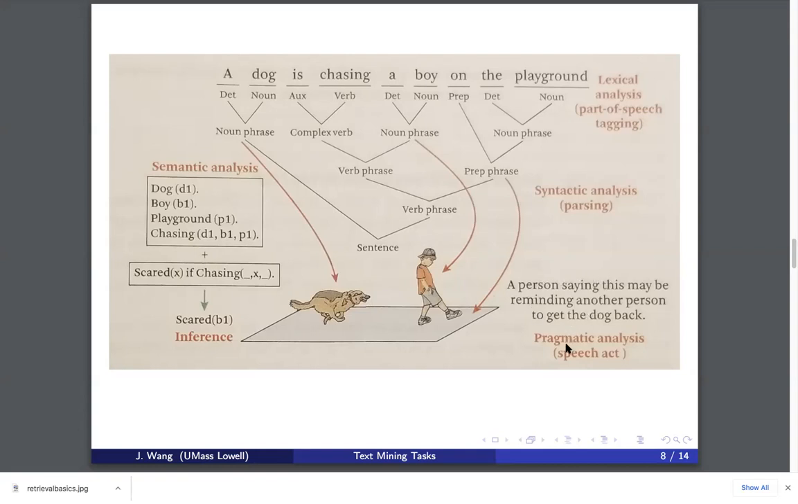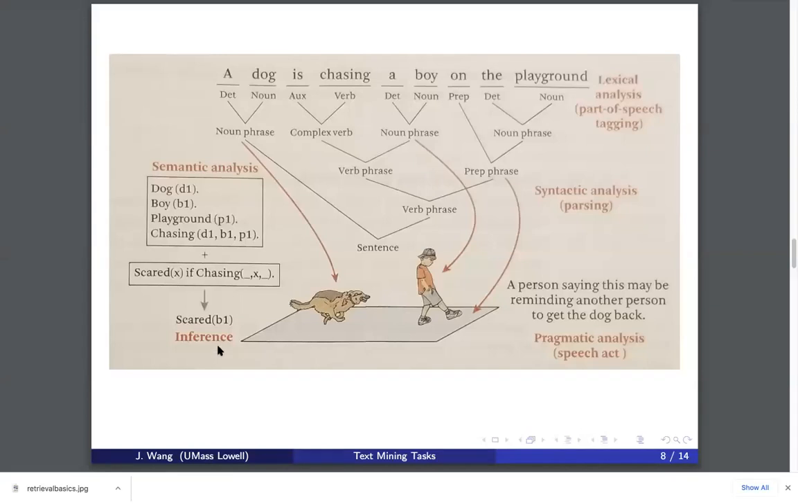Now let's look at the pragmatic analysis part of it. This is a speech act, which tells you what the speaker really means when he says this sentence. Here, what he really means is that somebody needs to take care of that dog, right? A person saying this may be reminding another person to get the dog back, to stop that chasing because this boy is scared. So that is pragmatic analysis.